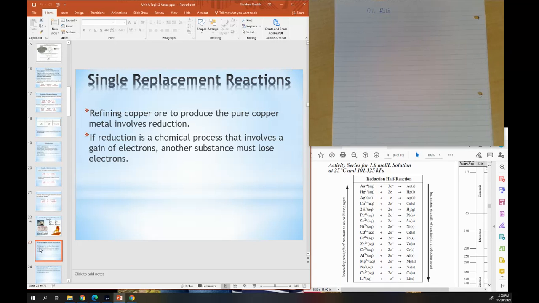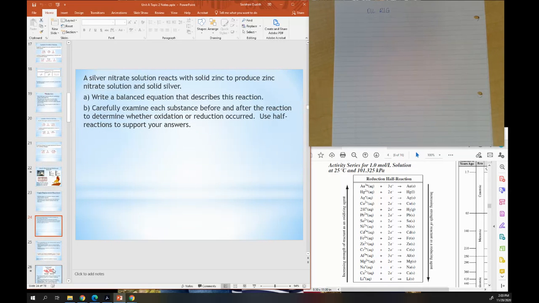So again, I talked a little bit about the refining process earlier, where they take copper ore, iron ore, some sort of a metal ore, and they let that undergo reduction in order to become a pure metal. Now, again, if something in the reaction is gaining electrons, there has to be something present losing electrons, because where is that source of electrons coming from otherwise? So we're going to look at an example here.